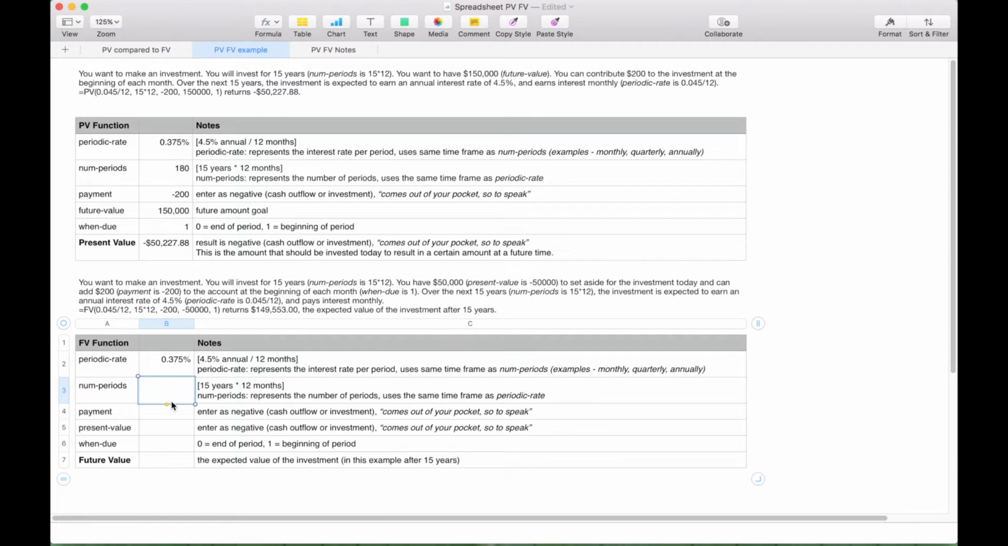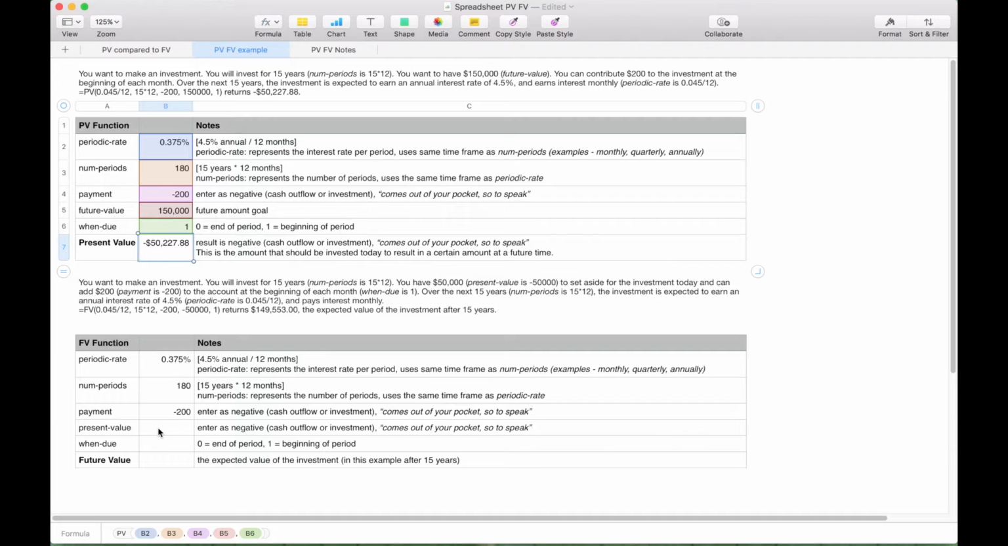The number of periods is the same as it was before, so that's 15 years times 12 months, so it should be 180 periods. Again, we're going to make $200 a month payments. We'll put that in as a negative because that's the investment. And just in case I didn't mention this before, you see this present value comes out as a negative, and that comes out as a negative. That's because this is considered a cash outflow or an investment, and this money here would need to be invested and come out of our pocket and go into the investment, and that's why you'll see a negative there.